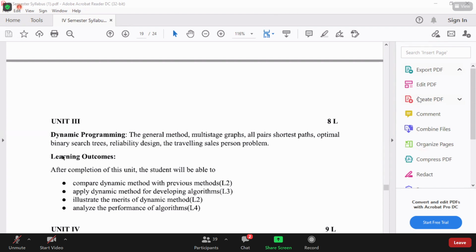Okay. See, dynamic programming is going to solve optimization problems. Optimization problems means, for those who still have doubt about what an optimization problem is, I'll give you an example. An optimization problem is one which gives you the best value.